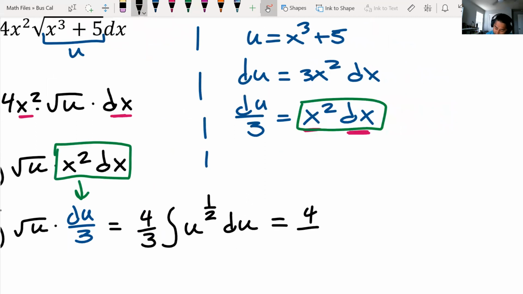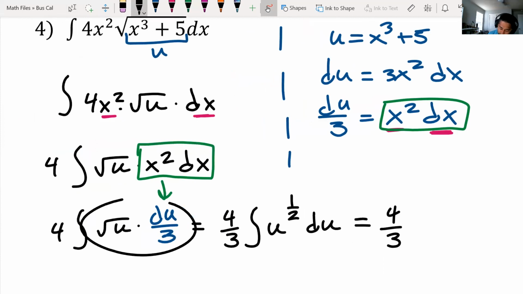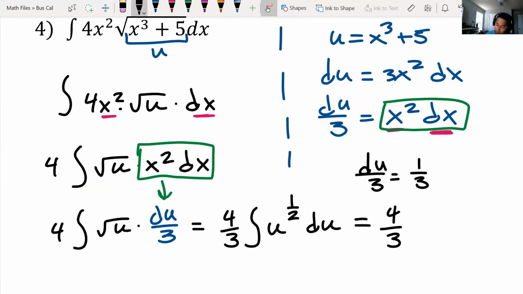Question. How'd you get to the 4 over 3? What fraction did I take out over here? You said 1 over 3, right? Yep. Where are you grabbing that from? I'm just kind of confused. So du over 3 is the same as 1/3 du. And if I move it to the front, 4 times 1/3 is 4/3. Okay. Good. Makes sense. Good question. No, those are good. It's all those algebra tricks, right?